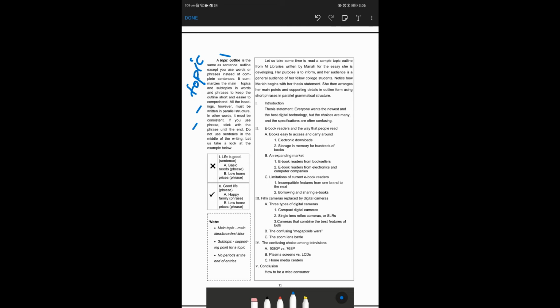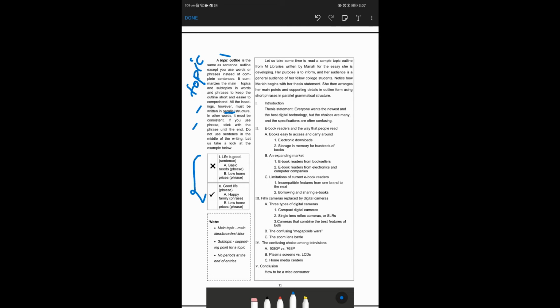All the headings, however, must be written in parallel structure. Pag sinabi natin parallel, similar, consistent structure. In other words, it must be consistent. If you use phrase, stick with the phrase until the end. Do not use sentence in the middle of the writing. Let us all look at this example. So, ito daw yung sample ng outlines.